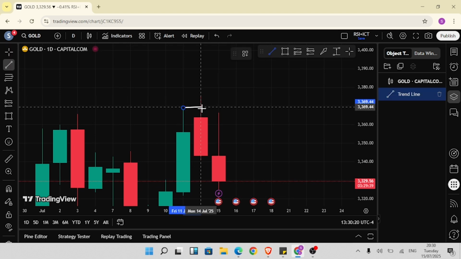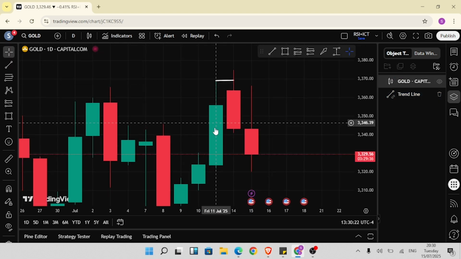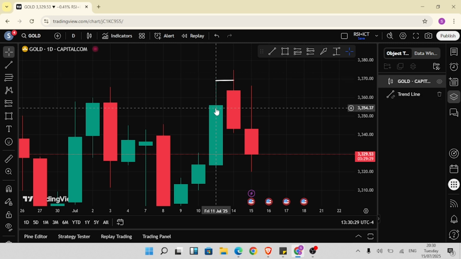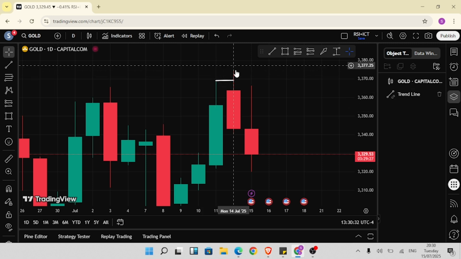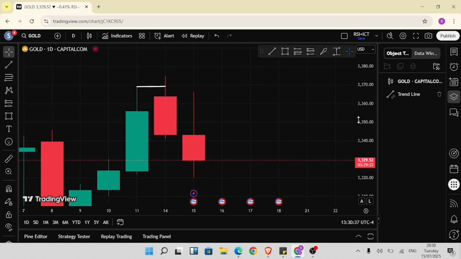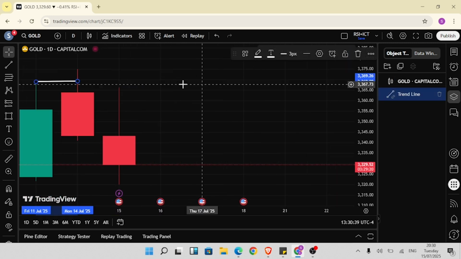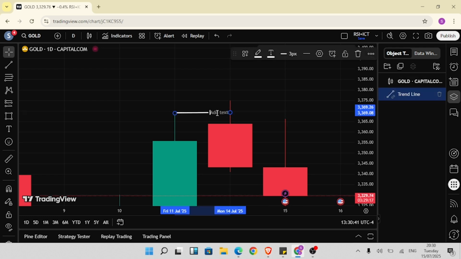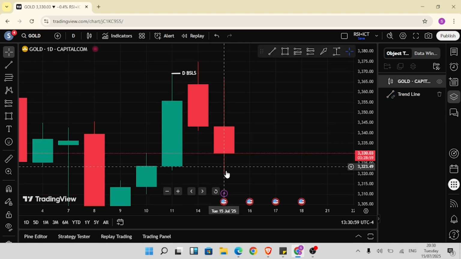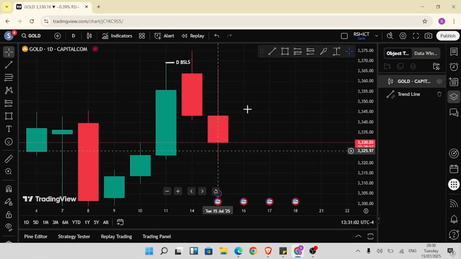A buy side liquidity sweep. So this is the Friday candle, and this is the Monday's candle. The Monday's candle swept the Friday's buy side liquidity and closed within the range of Friday's candle. Now, since that has happened, let me just name this daily buy side liquidity sweep. So we were anticipating that Tuesday would go lower, just as it has gone lower like this.